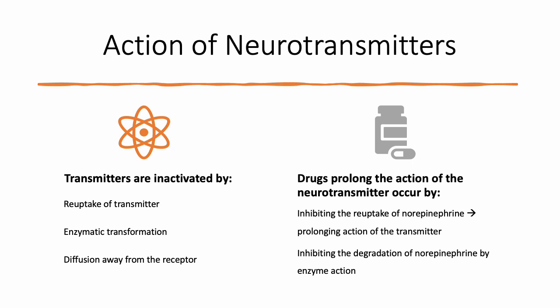So our neurotransmitters can be inactivated in three ways. Reuptake of the transmitter back into the neuron, enzymatic transformation or degradation, which means breakdown, and diffusion away from the receptor. So we have two enzymes that are going to inactivate norepinephrine, which is our primary neurotransmitter. That's monoamine oxidase, which is inside the neuron, and then catechol O-methyltransferase, COMT, which is also located outside of the neuron.